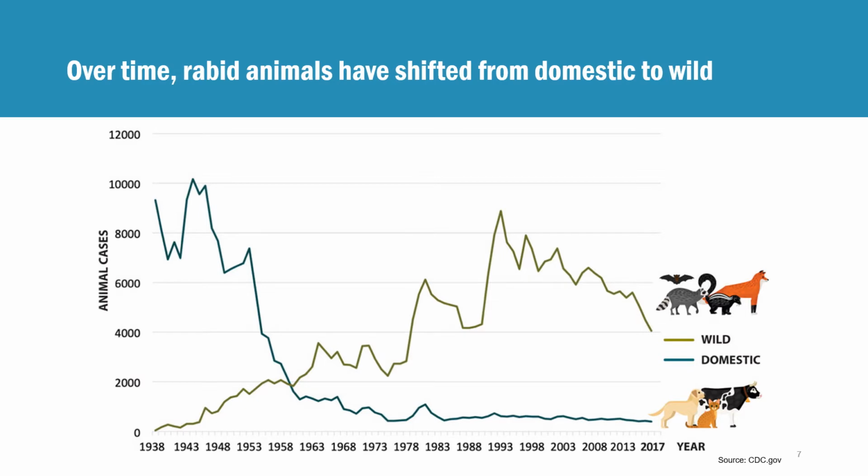In the United States in 1938, most cases of rabid animals were domestic species and some were wild. But since then, the numbers have reversed. Once the leading cause of human rabies deaths in the United States, dogs are no longer as much of a risk thanks to the use of rabies vaccines. Dogs are only 1% of rabid animals reported each year in the US today.